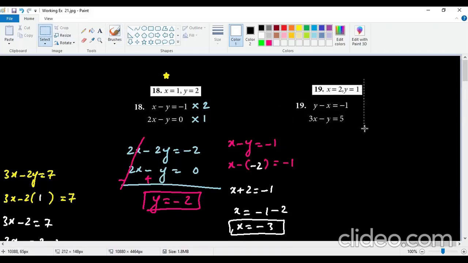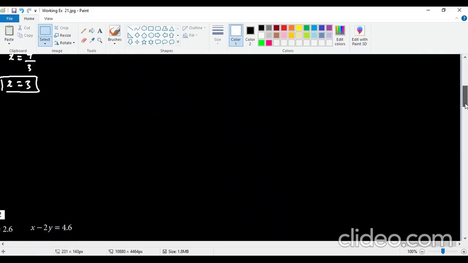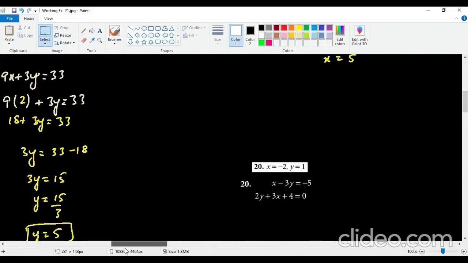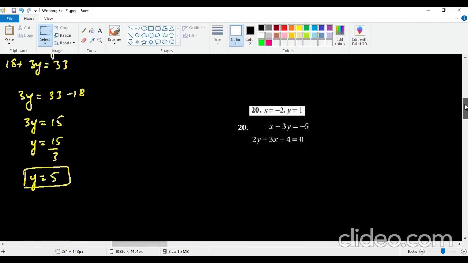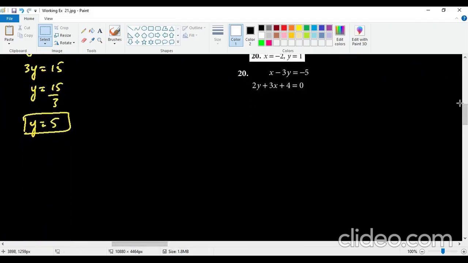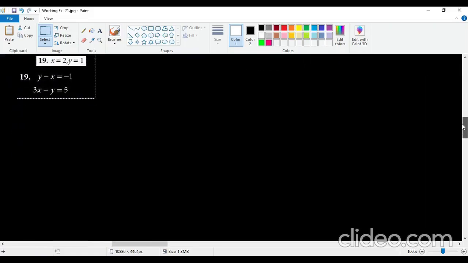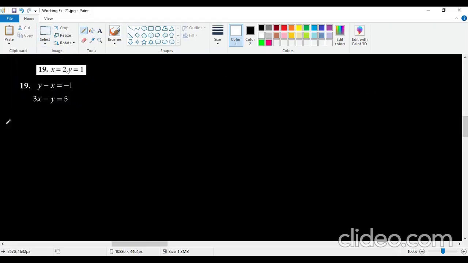I better take this question down below. Question number 19 is going to be solved here. So here it says I will multiply this equation by 3. I'm multiplying this equation by 3 and this one by 1.